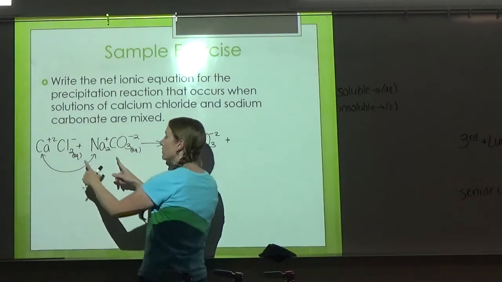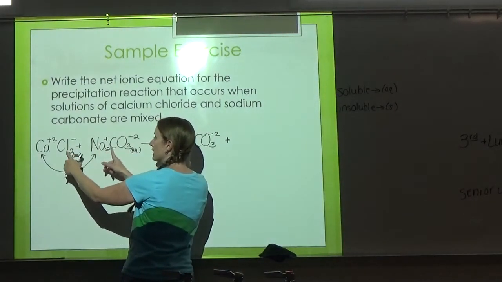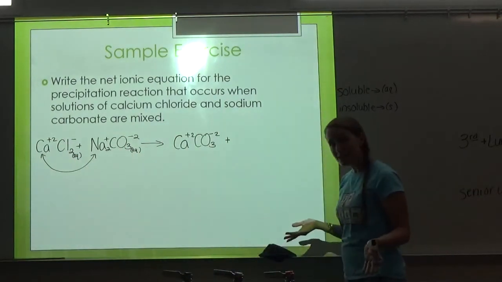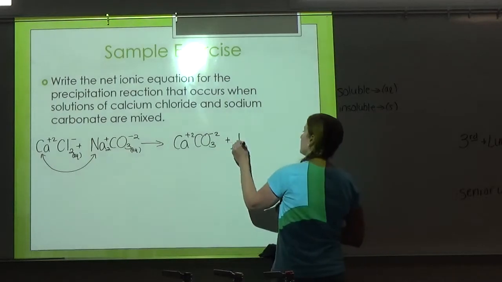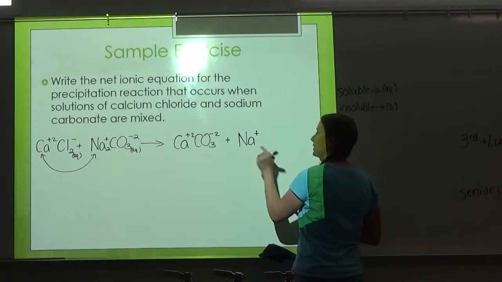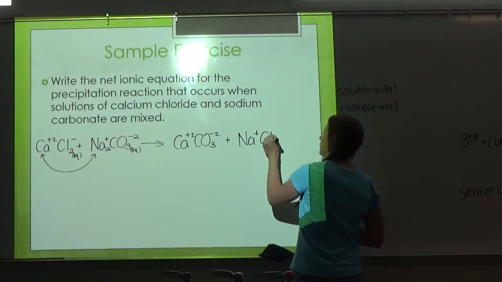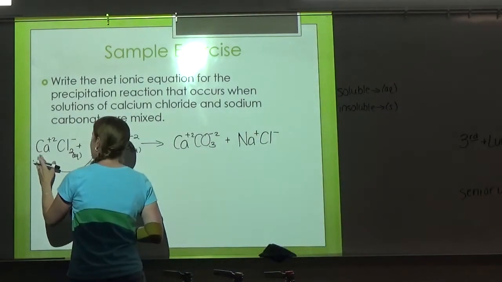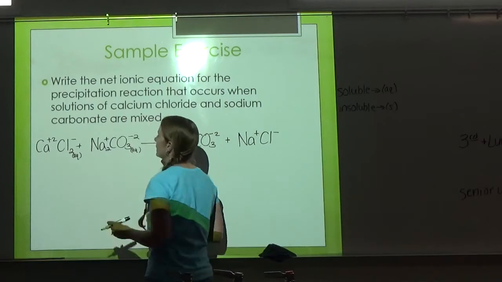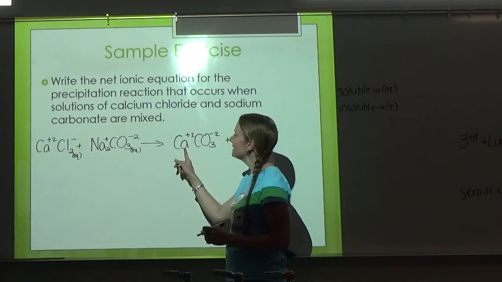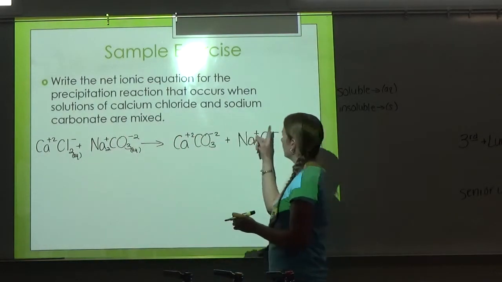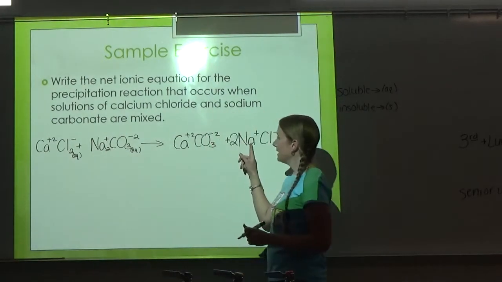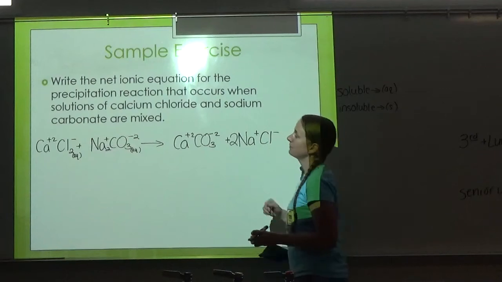But for both of these, the only reason the 2's are here is to help balance what they were bonded to. They're not bonded to those things anymore. So I'm just going to bring over 1 Na positive. I'm putting Na first because it's the positive one. 1 Cl negative. Alright, so next step is I need to balance my reaction. So I have 1 Ca, 1 Ca, 2 Cls, 1 Cl. So I'll put 2. 2 Nas, 2 Nas, and a CO3 and a CO3.